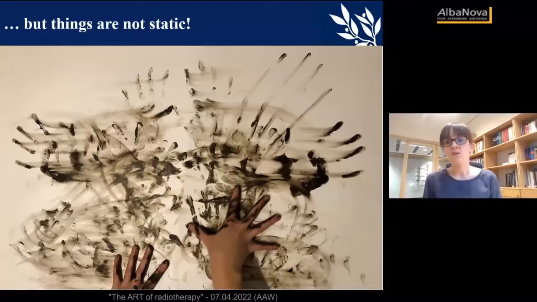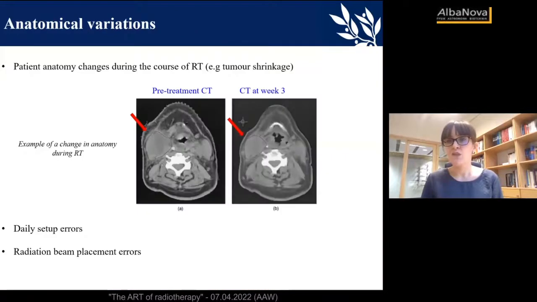But of course, we know very well that an image is just a snapshot of a moment. And indeed, things are not static and things change during treatment. There could be several sources of changes and variation during treatment. There are anatomical variations, for example, linked to tumor shrinkage, so changes in the actual conformity and morphology of the target during treatment, such as the one shown here.